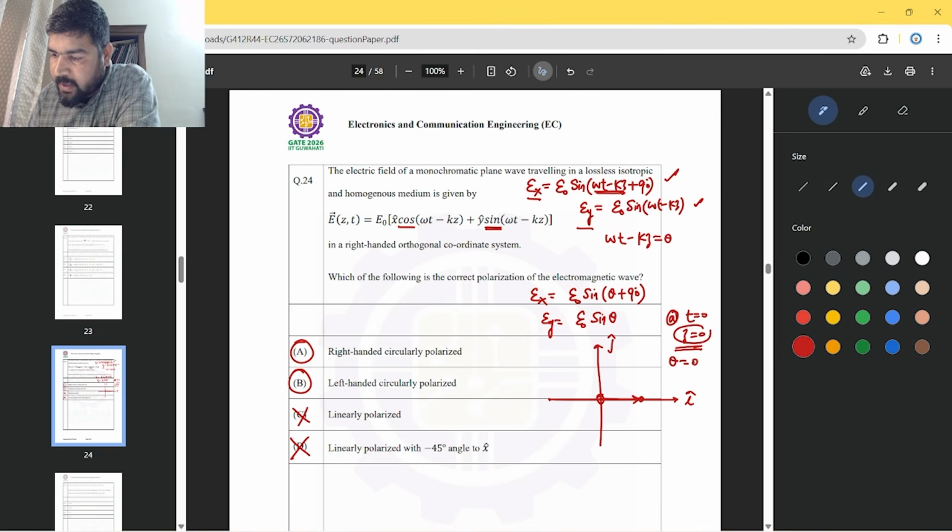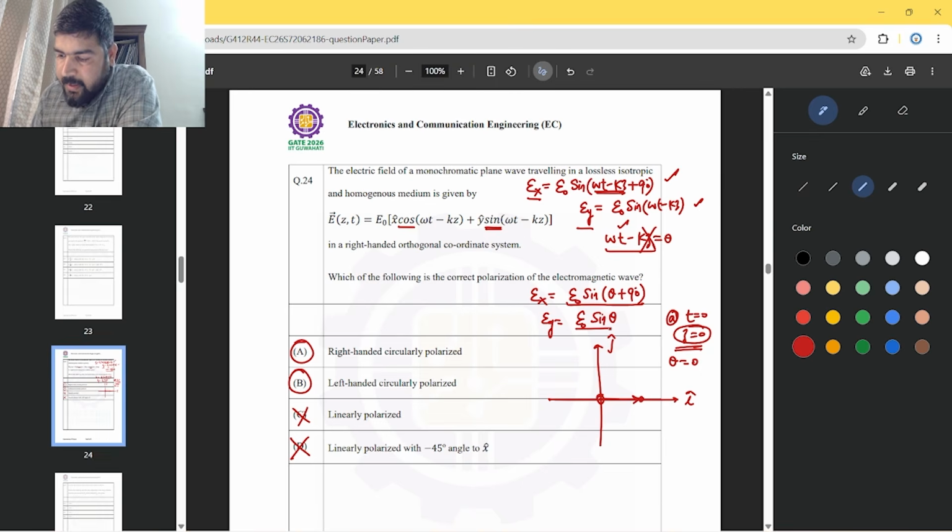Now let's fix the position at z equal to 0 and vary the time. If I vary the time, keeping the location fixed, then since t is changing, this omega t will change. Let's say after some time this will become 90. If you take theta as 90 degrees, then the X component will become 0 and the Y component will be maximum.